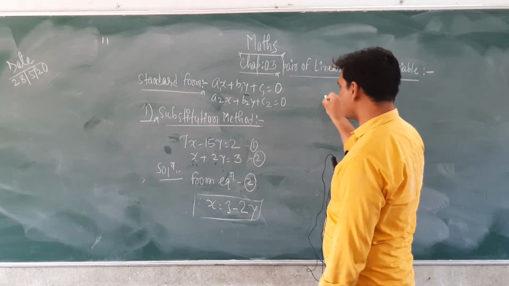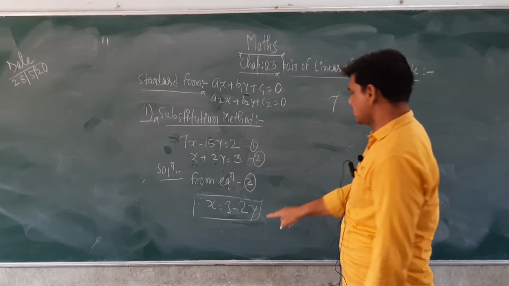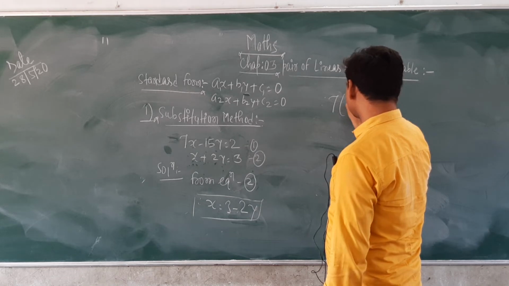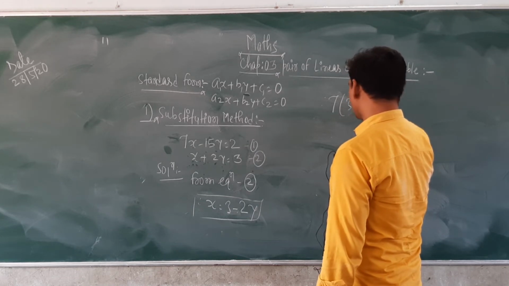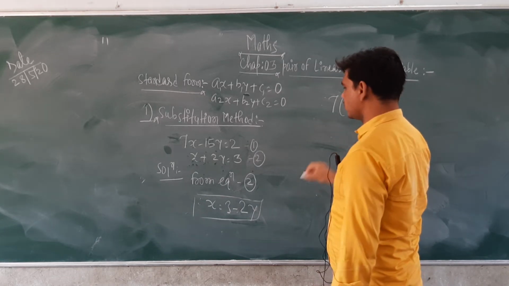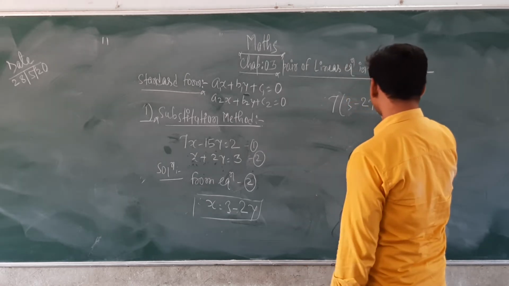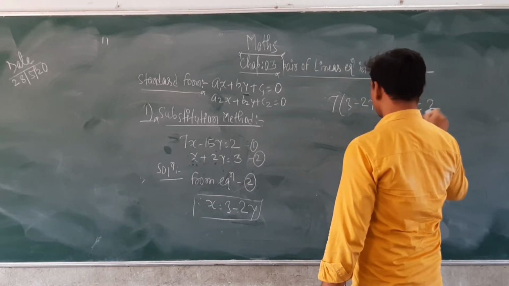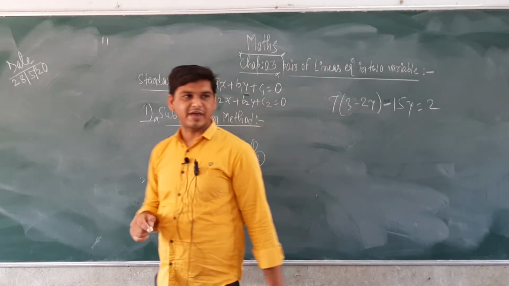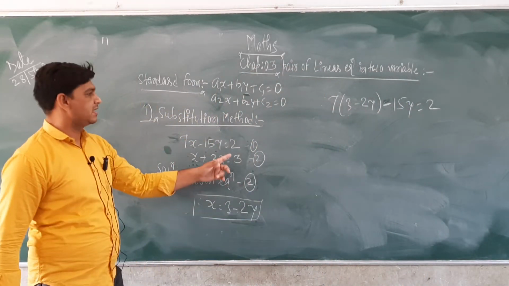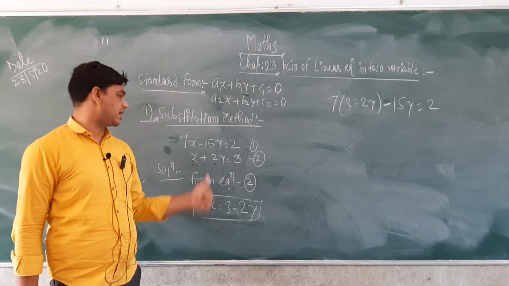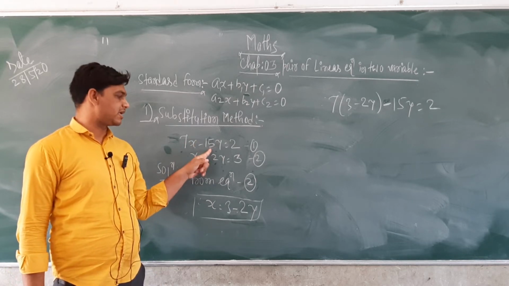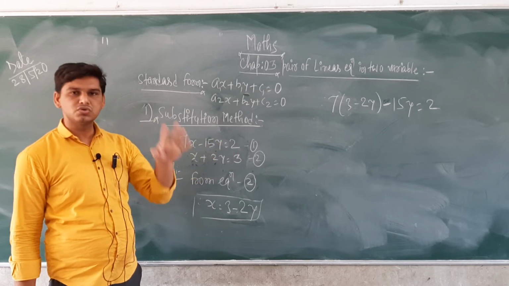Now this value of x is applied into equation number 1. Equation number 1 is 7x minus 15y is equal to 2, where x is 3 minus 2y. So we get 7 in brackets (3 minus 2y) minus 15y is equal to 2, right?